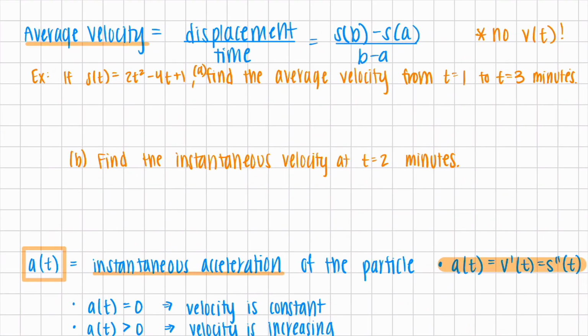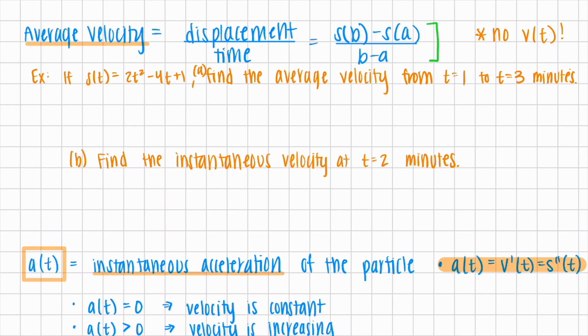You may also be asked to find average velocity. Now, average velocity, that's an average rate of change. So that is going to be your displacement over time. This S of B minus S of A over B minus A, that's like a slope formula. This should look really familiar to you. So we're basically finding the slope of our position equation over time.